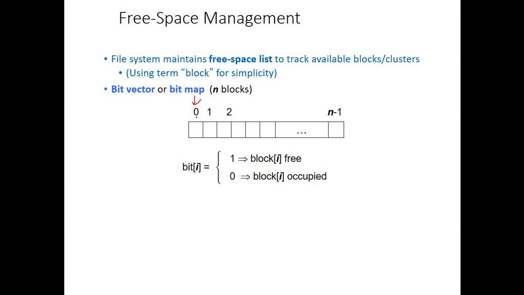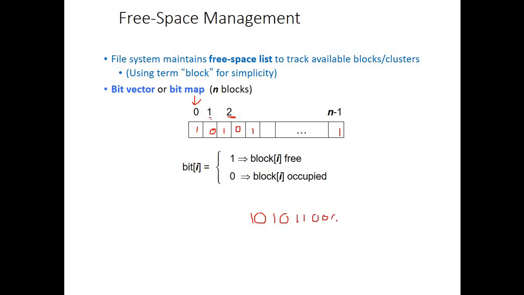So bit 0 corresponds to block 0, bit 1 corresponds to block 1, bit 2 corresponds to block 2, like that. If any block is vacant, free, then it is indicated with the symbol 1. Entry 1 indicates that the corresponding block is free. If any block is occupied, then the corresponding entry is made 0. 0 indicates that the corresponding block in the disk is occupied. So in that way, by seeing the contents of this bit vector, it will give the information about which blocks are free and which blocks are occupied.